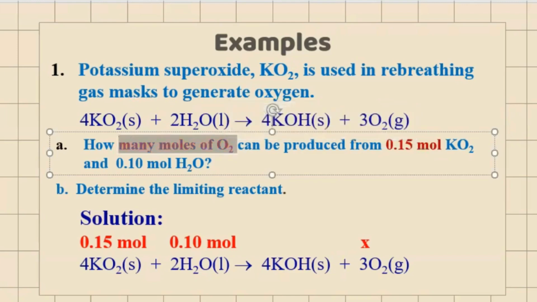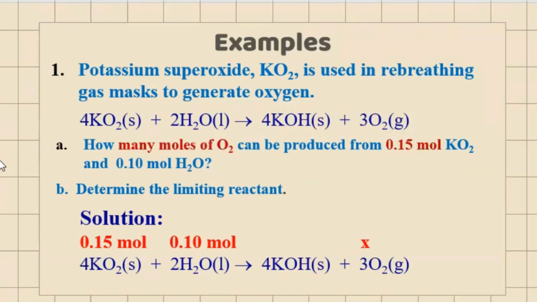You are asked to find the number of moles of O2 by using the two given amounts, 0.15 mole of KO2, the reactant, and 0.10 mole of H2O. Then how can you find the amount of the product oxygen by using these two given amounts? First, write the balanced chemical equation.